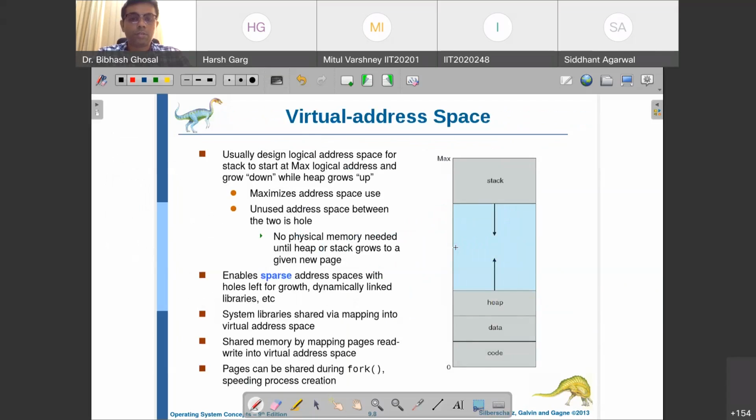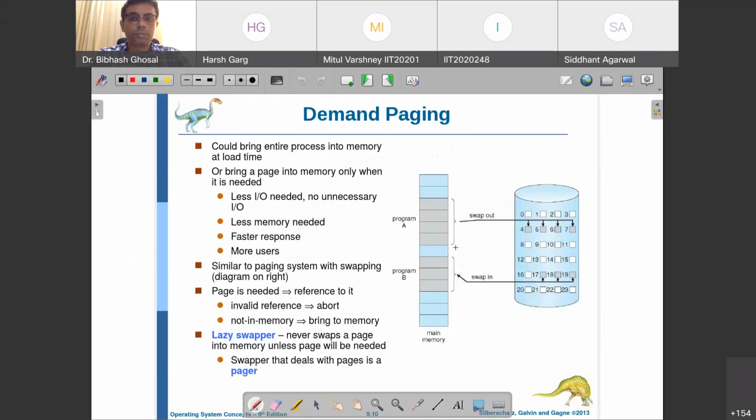Okay. So what is the basic idea? Let me show you. Yes. Now, I can bring the entire process into the memory at load time.